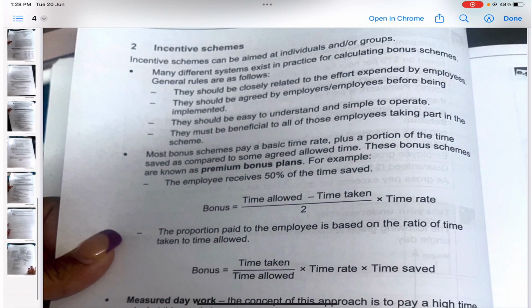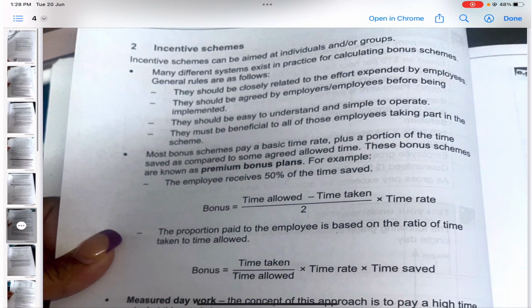Incentive schemes. Now what are incentive schemes? Incentive schemes can be aimed at individuals or groups, right? So incentives means the benefits which are given to your employees. Those things are known as your incentives. So there are various incentive schemes by firms. They do that to give benefits to the workers.